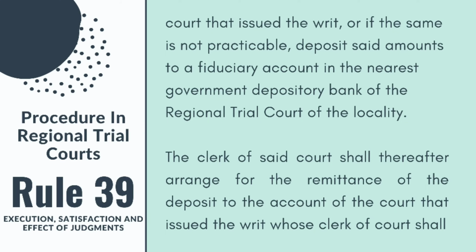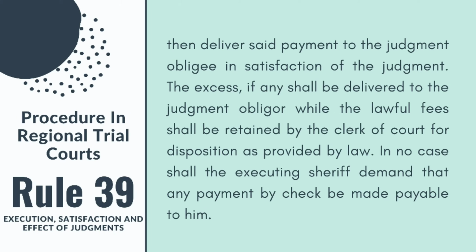Or if the same is not practicable, deposit said amounts to a fiduciary account in the nearest government depository bank of the regional trial court of the locality. The clerk of said court shall thereafter arrange for the remittance of the deposit to the account of the court that issued the writ, whose clerk of court shall then deliver said payment to the judgment obligee in satisfaction of the judgment. The excess, if any, shall be delivered to the judgment obligor, while the lawful fees shall be retained by the clerk of court for disposition as provided by law. In no case shall the executing sheriff demand that any payment by check be made payable to him.